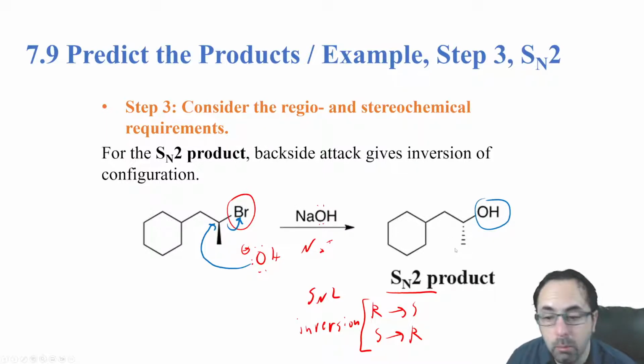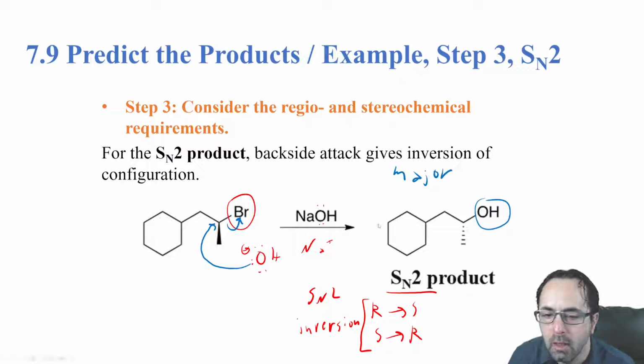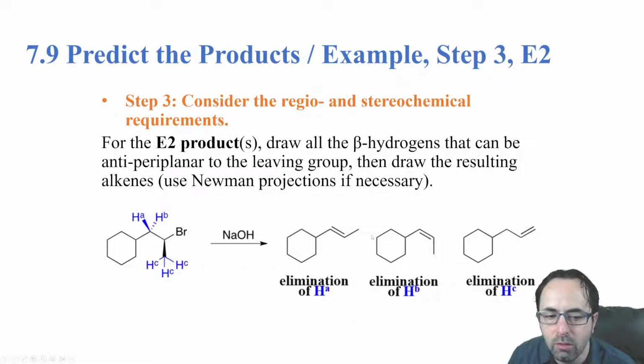But that's not the only product, right? So this is going to be the major product. But we also have to indicate what the minor products will be. And in this reaction, there will be minor E2 products. Now, the thing with the E2 is that, remember, if there's only one hydrogen on the beta carbon, we have to be very careful to make sure that we consider the stereospecificity.